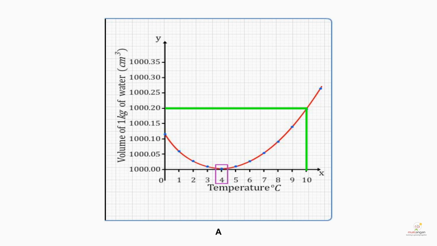1000.20 cubic centimeters. At 9 degrees Celsius, it's 1000.15 cubic centimeters. At 8 degrees Celsius, it's 1000.10 cubic centimeters, and so on. By decreasing the temperature, the volume of the water decreases till it reaches 4 degrees Celsius. And as you can see, the volume starts going up again.